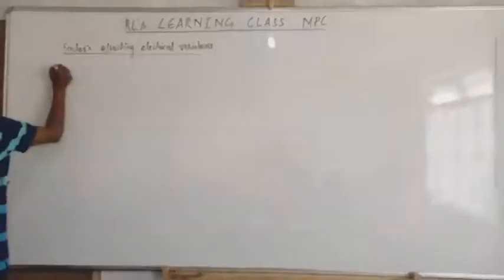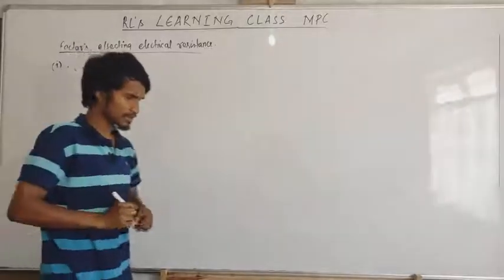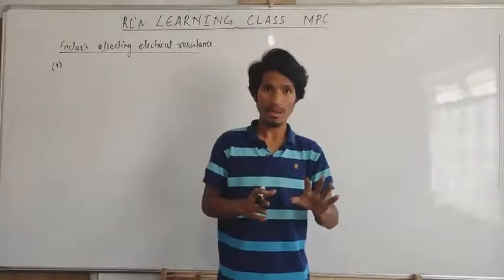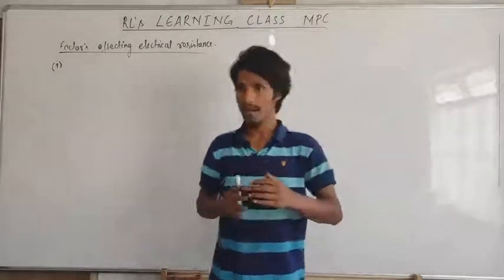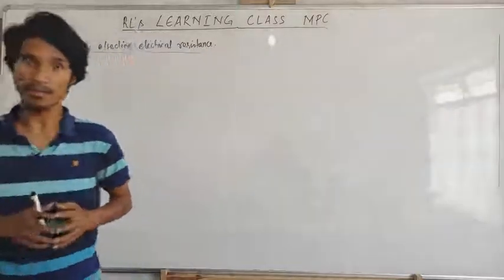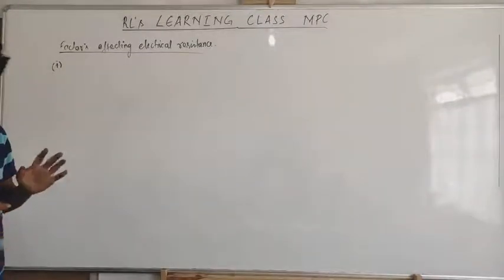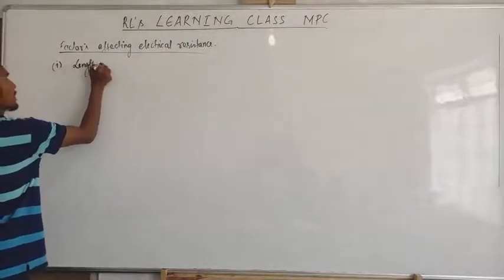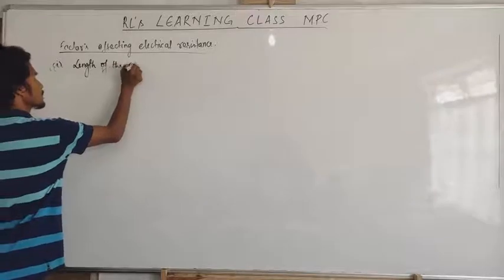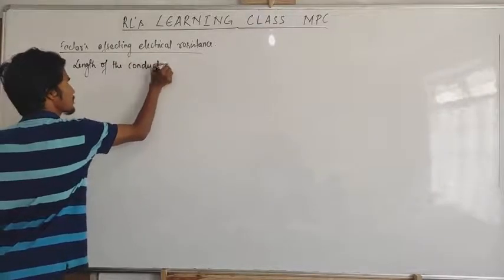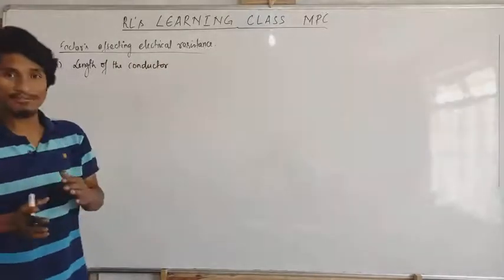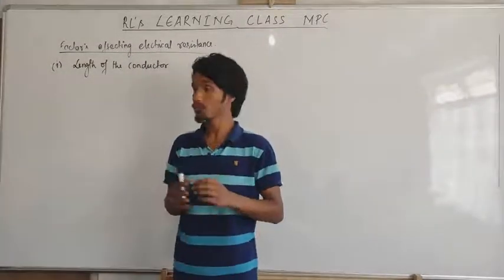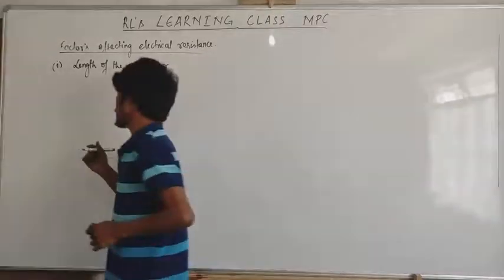Okay, number one. If in an exam they ask you what are the factors affecting electrical resistance, just write this. But if they ask you to explain, then you need to give some explanation. The factors affecting electrical resistance are, number one, the length of the conductor. What is the meaning of this length of conductor? I will write it out.